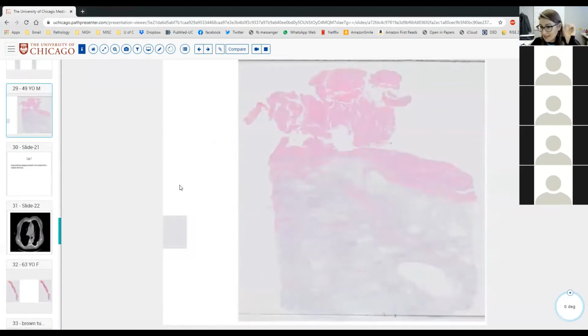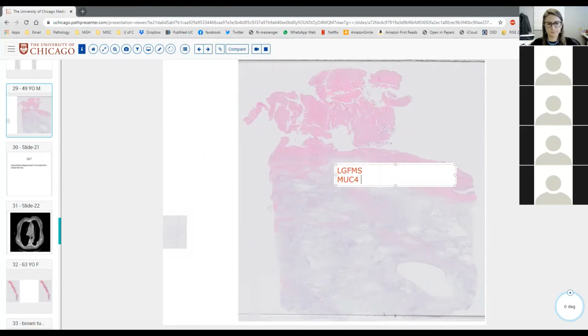In that case, what immunostains would you want to do to exclude a low-grade fibromyxoid sarcoma? Okay, MUC4 and? Yeah, MUC4. Yep, one more you could consider. Yes, Ryan's got it, EMA, right? Usually I do both because sometimes one is better than the other. Low-grade fibromyxoid sarcoma would be MUC4 and EMA positive, and just a myxoma would be MUC4 and EMA completely negative.